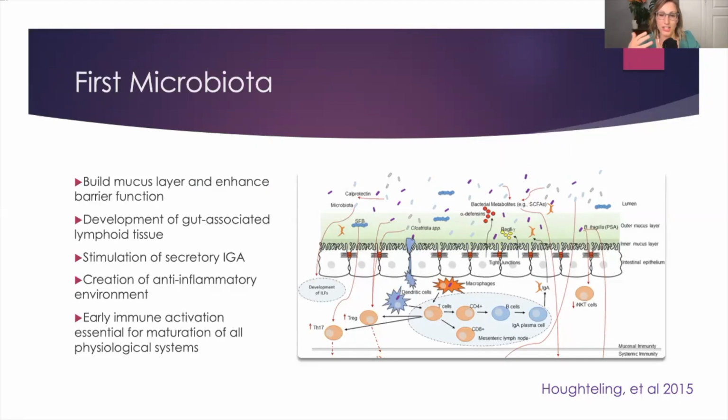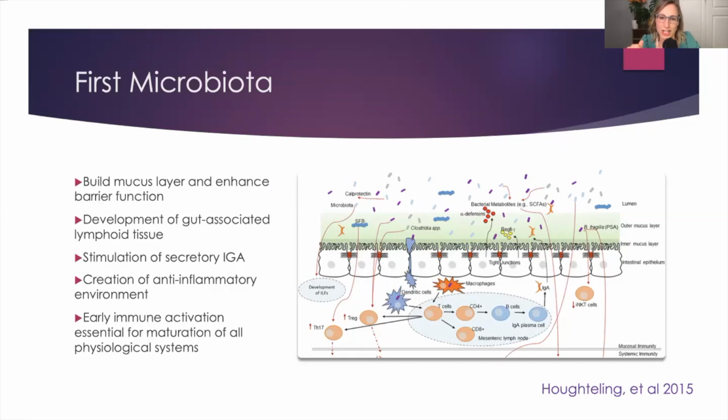So that first colostrum, which comes out of a woman's breast within the first hours of delivery, builds a healthy mucus layer and enhances that barrier function. Remember, that barrier function is really defense number one. And then development of this gut-associated lymph tissue. And this is something that happens over several first years of life, is your body's constantly growing and developing and taking shape.